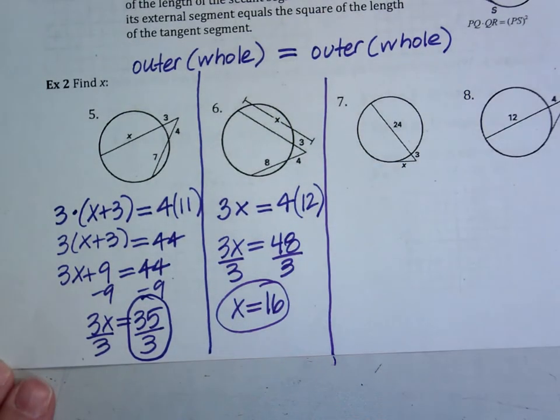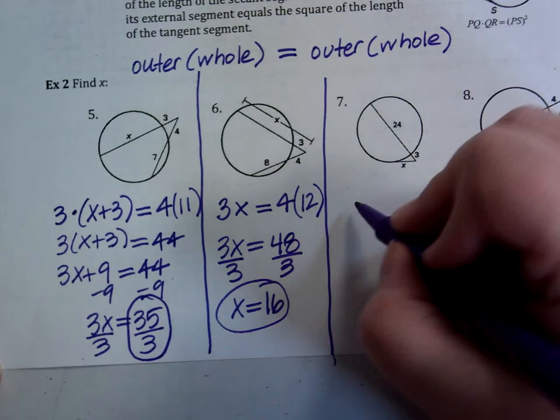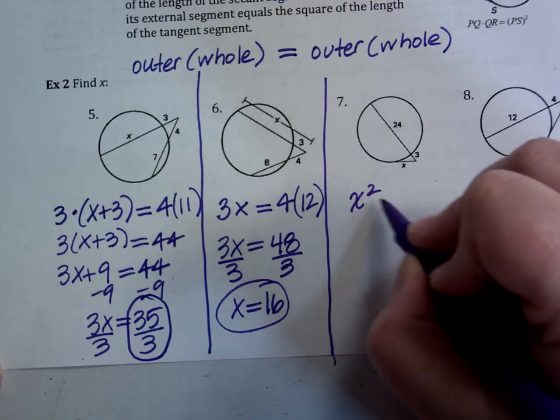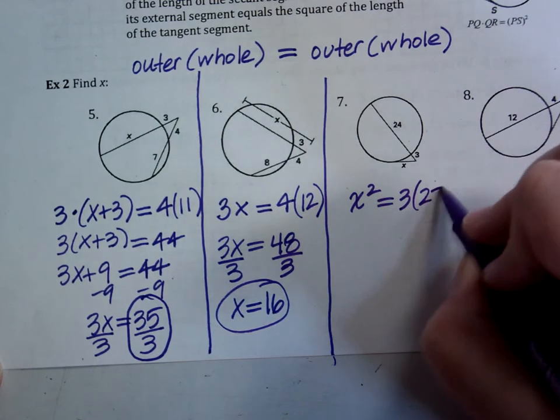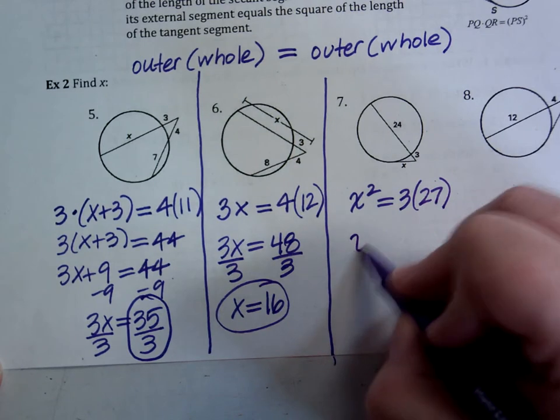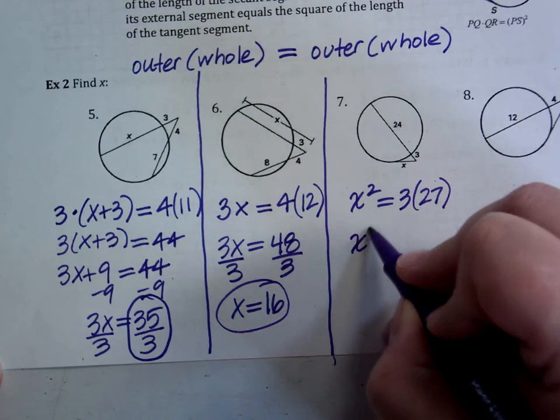All right, next. Let's go with the tiny segment first. It's a tangent segment. So what's the outer part of that segment? X. Well, okay. Y'all are jumping ahead. The outer part is x. The whole thing is x. And so that's why you just said x squared. Because the outer part times the whole thing is just going to be x squared. So x squared equals 3 times what? 27. Not 24. Be careful to add it. So x squared equals 81.